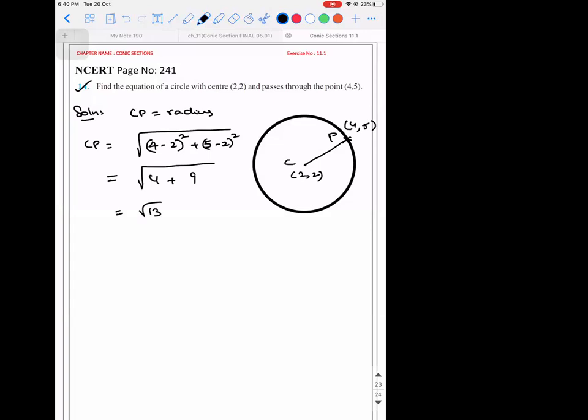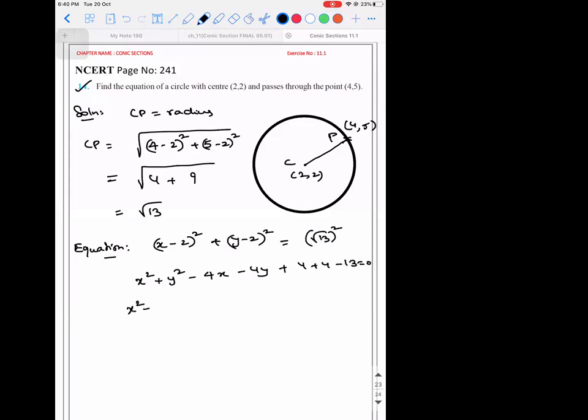Okay. So center is 2, 2. So what will be the equation? X minus 2 the whole square plus y minus 2 the whole square is equal to root 13 square. So it will be x square plus y square minus 4x minus 4y plus 4 minus 13 equal to 0. So x square plus y square minus 4x minus 4y minus 5 is equal to 0.